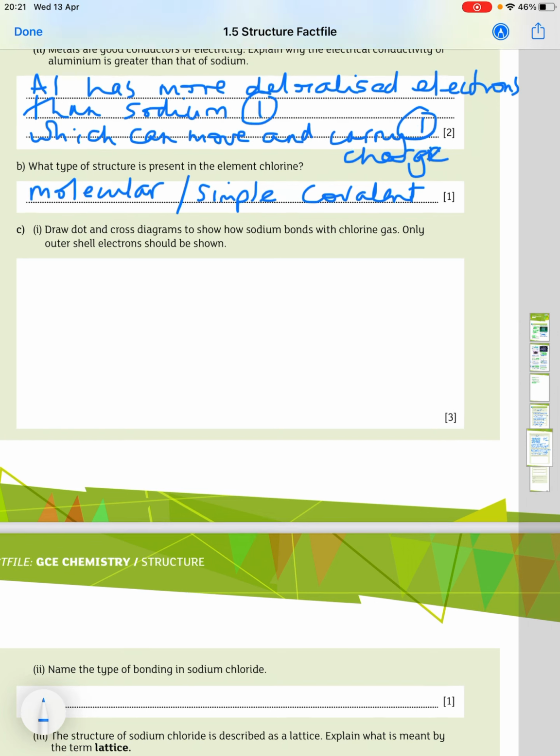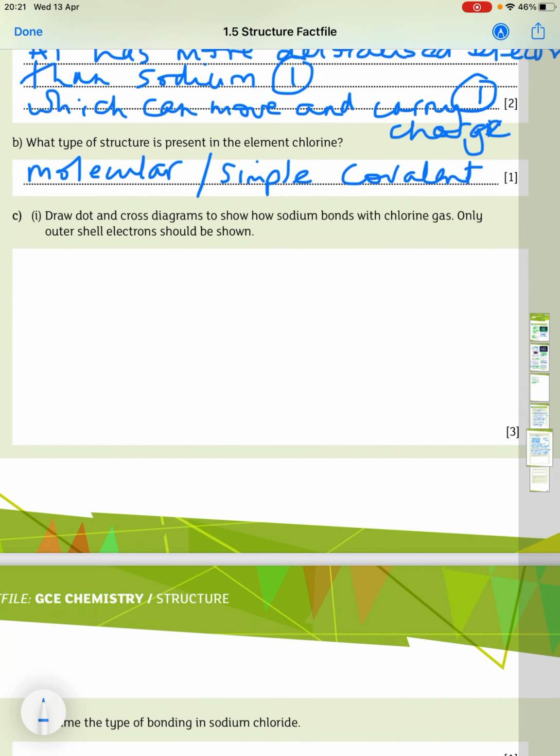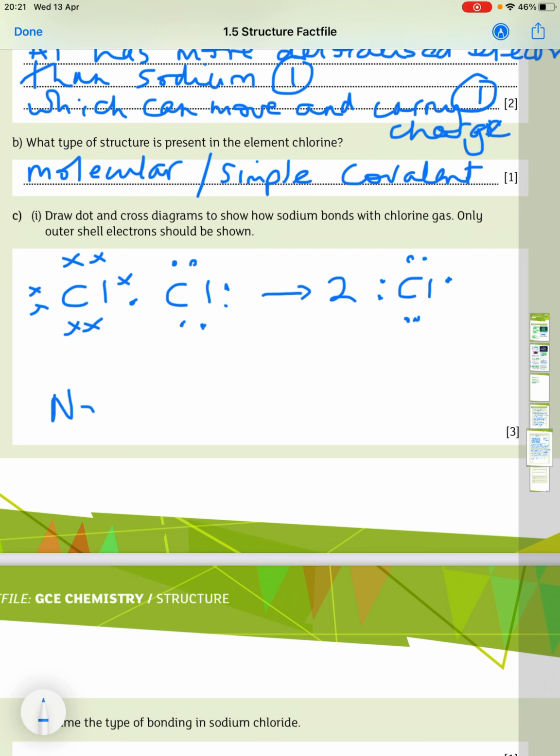So now we have a dot and cross diagram to show how sodium bonds with chlorine gas. Only outer shell electrons should be shown. So we're going to start off with chlorine gas because that's what it's asking for. So here we go, Cl and Cl. Each chlorine has 7 electrons. There we go. And then we have these 2. I'm just doing them with dots here. That's our 2 chlorines. So then sodium, that's just 1 electron that's outer shell.